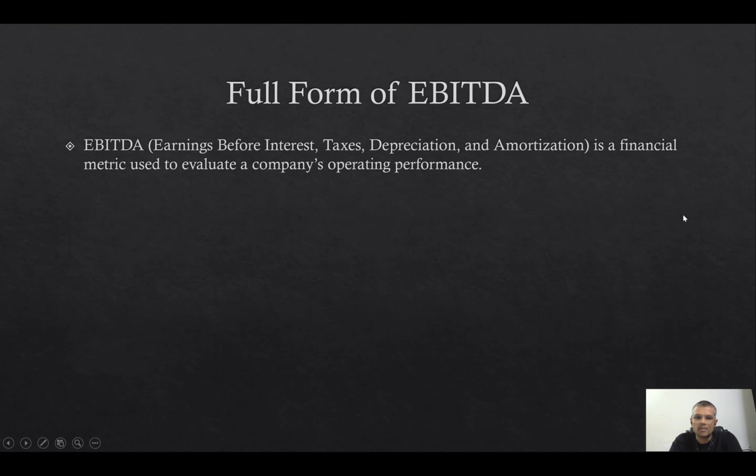So what is the full form of EBITDA? It's earnings before interest, tax, depreciation, and amortization. It's a financial metric used to evaluate a company's operating performance. So basically, as we can understand, these are financial terms like interest, taxes, depreciation, amortization. All are shown in the financial statements, and this is just to understand how it is calculated and what the uses of that are, we will discuss.